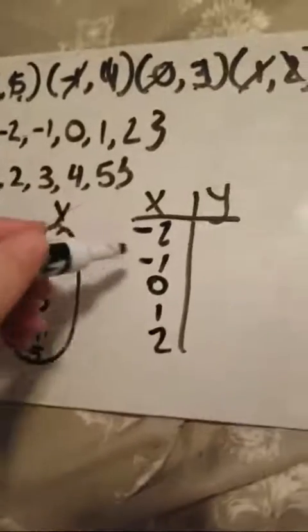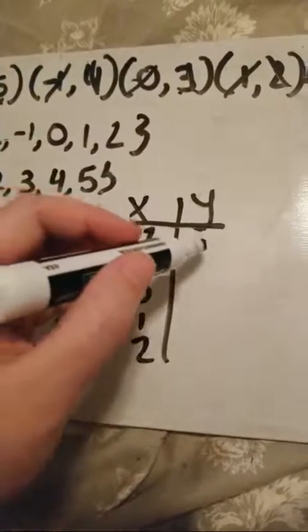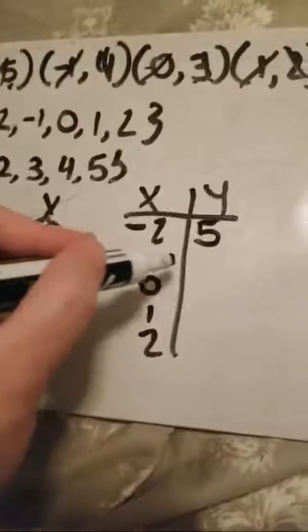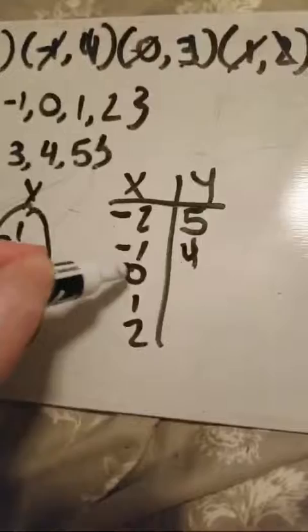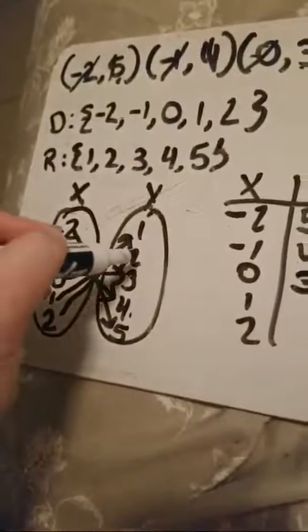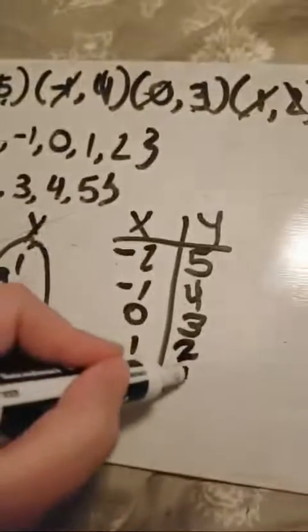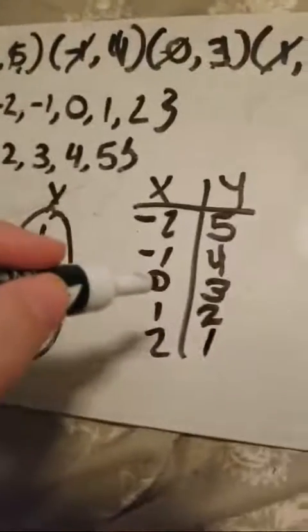All right, check. Now, since my Y's are what go with it, I'm going to look at the arrow. My -2, and this is why you need to write neatly, -2 points to 5, so my coordinate is -2, 5. My -1 is pointing to 4, so my y coordinate is 4. My 0 is pointing to 3, so my 0 y coordinate is 3. My 1 is neatly pointing to my 2, so 2 is going to go here, and 2 is neatly pointing to 1, so that's going to go here. So now I've created a table from my map.